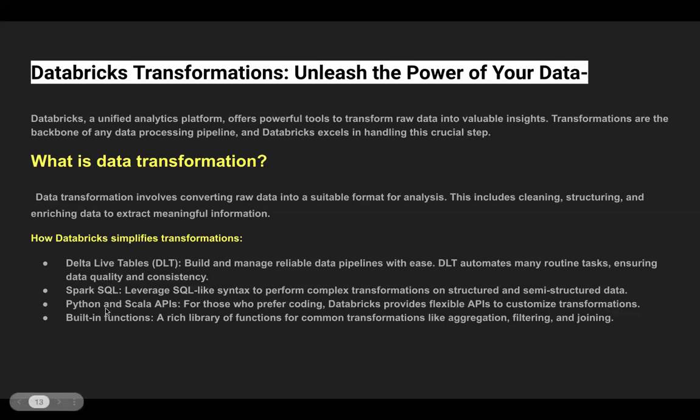Okay, if you want to leverage SQL syntax, with the help of Spark SQL you can write complex transformations on structured and semi-structured data. Python and Scala APIs are there for those who prefer coding. Suppose you are an expert at the Python level, so you can utilize the Python and Scala APIs. Databricks provides flexible APIs to customize your transformations also. There are also built-in functions, a rich library of functions for common transformations like aggregation, filtering, and join. So these are the ways Databricks simplifies transformation for your data.